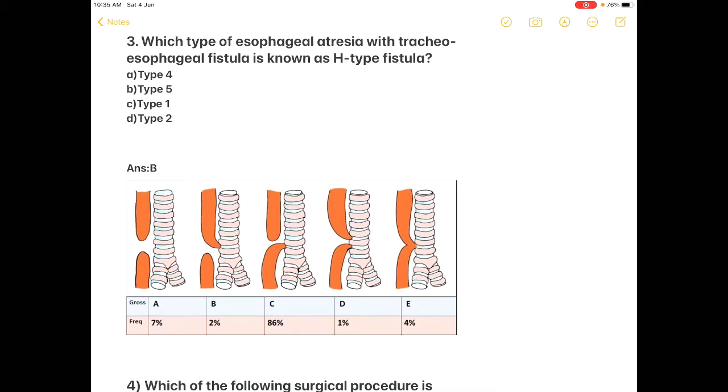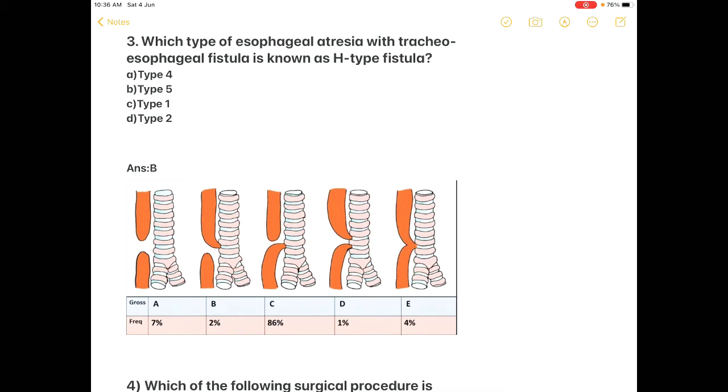Whereas in type B, there is a TEF, that is tracheoesophageal fistula. There is an abnormal opening between the proximal part of the esophagus and the trachea. And option C, which is 86%, is the common type of TEF. A question might come, which of the following is a common type of TEF? Remember that it is type C. That is, in type C, the distal part of the esophagus is connected directly to the trachea. The distal part, not the proximal.